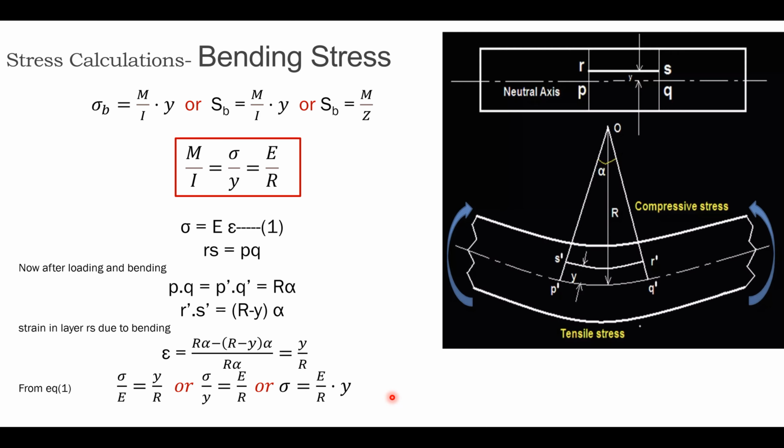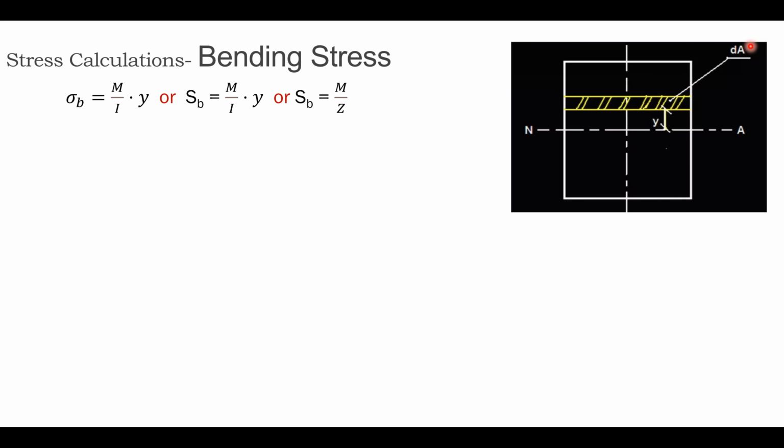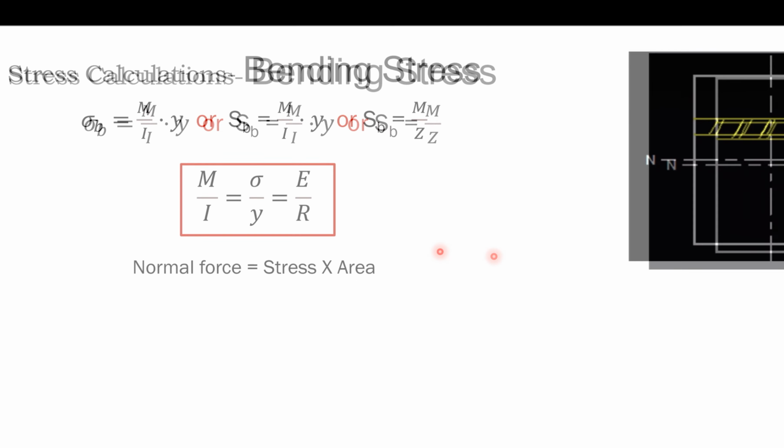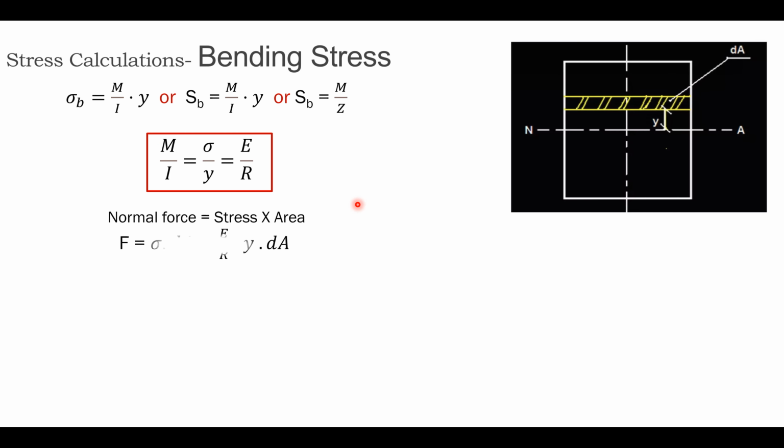Now we will calculate the second part of the bending stress. So now let's calculate the bending stress in terms of bending moment in a pipe. Consider again the small strip of area dA, which is a very small area, at a distance y from the neutral axis again. As we know, the normal force on this area is equal to the stress into area, which is F is equal to sigma into dA, where dA is the very small area of the strip.